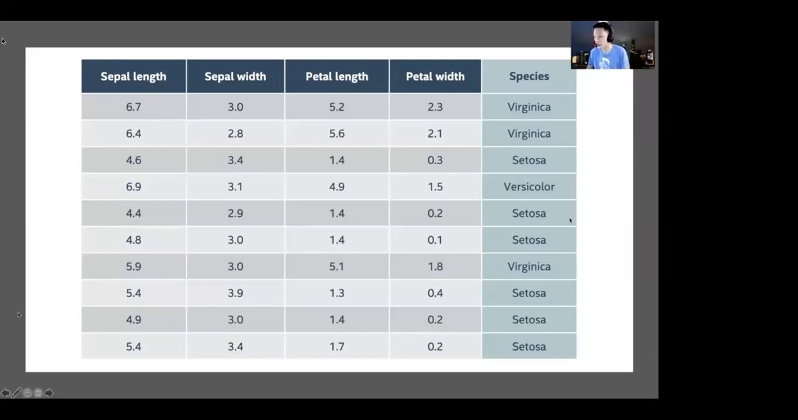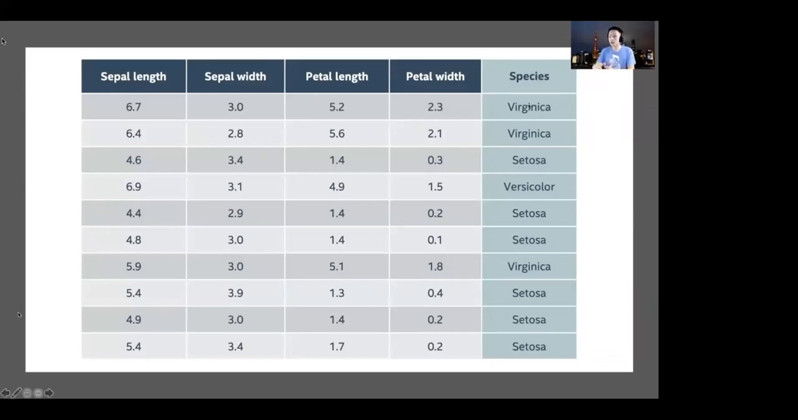Maybe the setosas are smaller, I don't know. They seem generally smaller if you look at the numbers than the virginica flowers. The versicolor ones are perhaps somewhere in between. This is just by eyeballing it. So Everett's idea is basically to say, let's write a bunch of rules. Let's say if one of the sizes, or perhaps the average of the sizes, is less than a certain number, then it's a setosa, the smallest one. Otherwise, it's the bigger version, maybe a versicolor or a virginica.